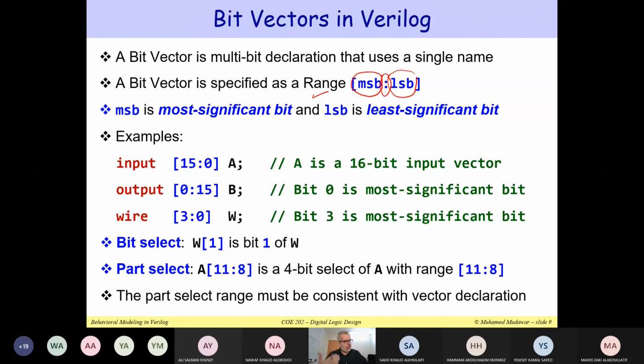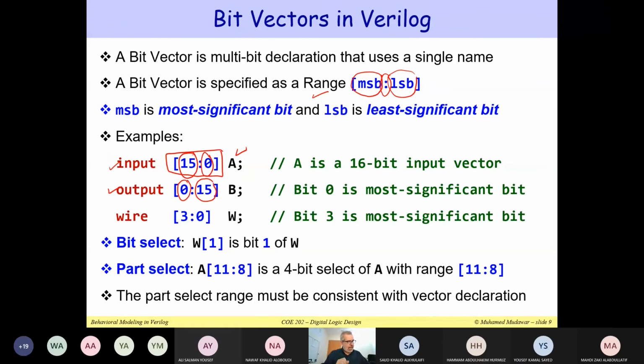You can have a bit vector for input, for output, for wires. It does not really matter. For example, here you can have A. A is a bit vector. It's 15 down to 0. So the most significant bit is 15. The least significant bit is 0. And A is an input bit vector. B here is an output bit vector. You can see the output keyword. Now notice that here 0 is my most significant bit and 15 is the least significant bit. So notice that the bit ordering was reversed. So you have to be very careful.